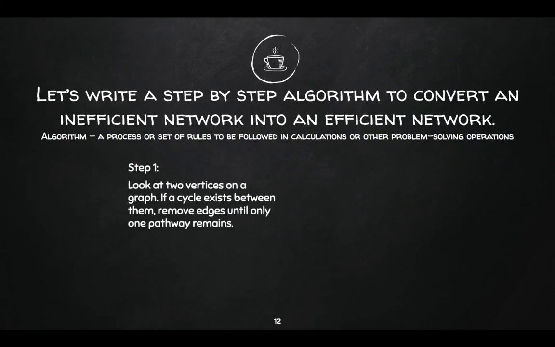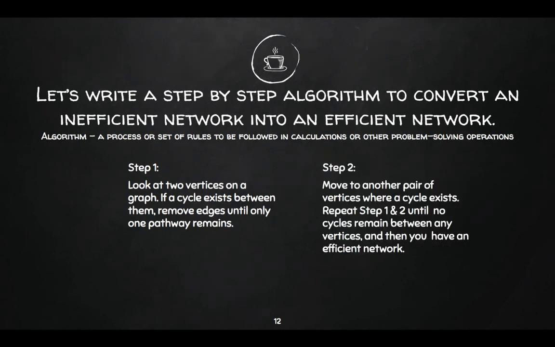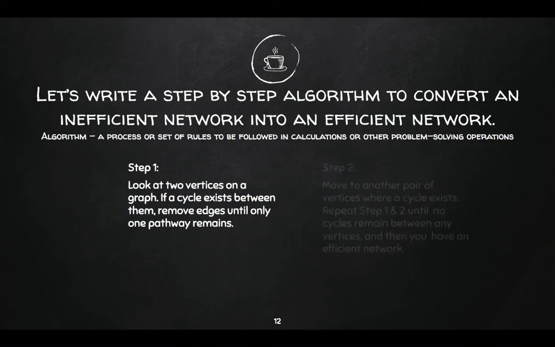Step 1, look at two vertices on a graph. If there is a cycle that exists between them, we'll remove edges until only one pathway remains. Okay? Step 2, move to another pair of vertices where a cycle exists. And then we'll repeat steps 1 and 2 until no cycles remain between any vertices. Then you should have an efficient network. Pretty cool algorithm, and it works every time.